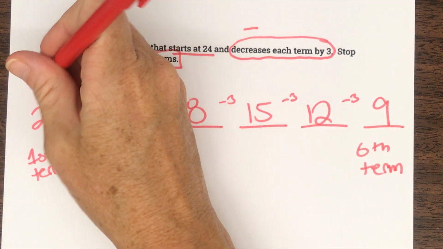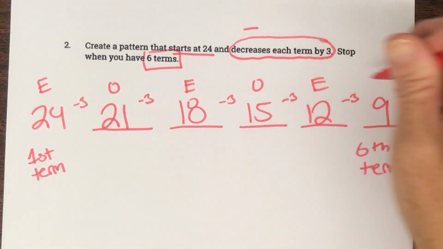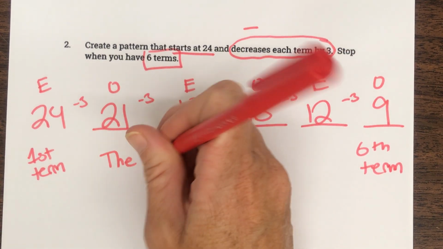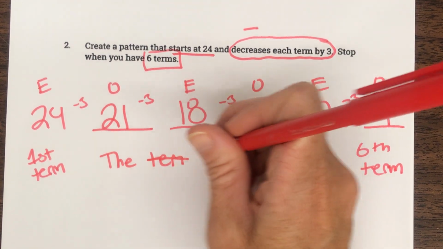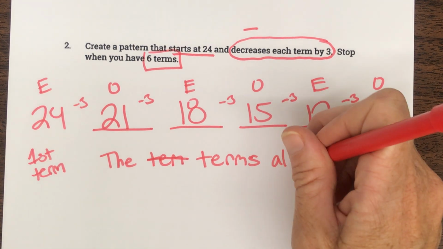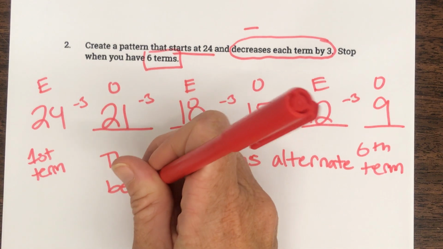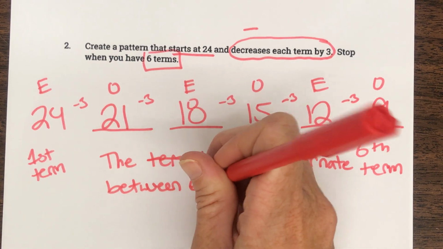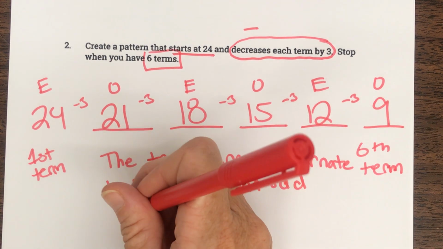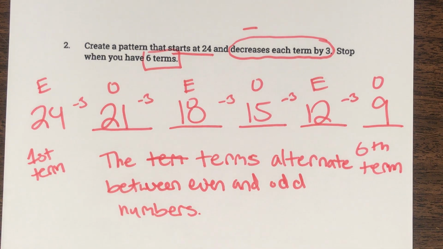I notice this is even, odd, even, odd, even, odd. So I could say that the terms, oops, I misspelled that, sorry. The terms alternate. Alternate means goes back and forth between even and odd numbers. So that's just something that I noticed.